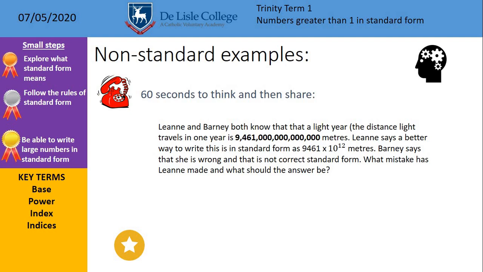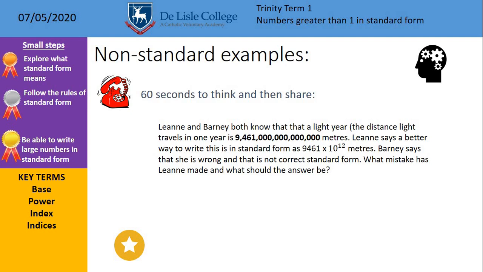Okay, non-standard example here then. So I'm going to read this out for you, and I want you just to have a little think and see if you can spot what mistake has been made. So Leanne and Barney both know that a light year, and that's described as the distance light travels in 1 year, is given by, now this is going to test me, 9,461,000,000,000,000 metres.